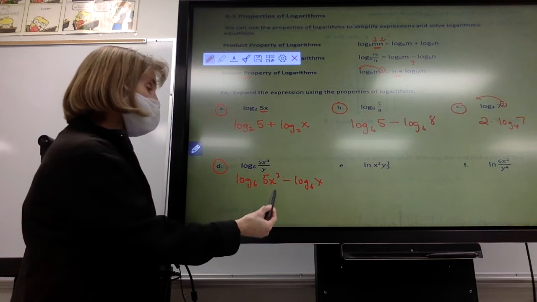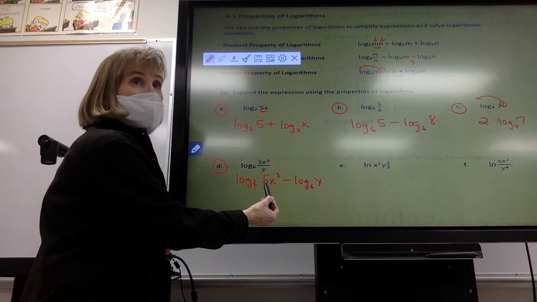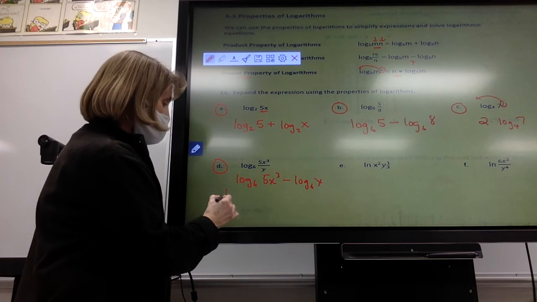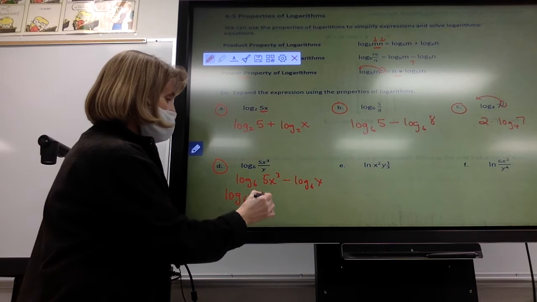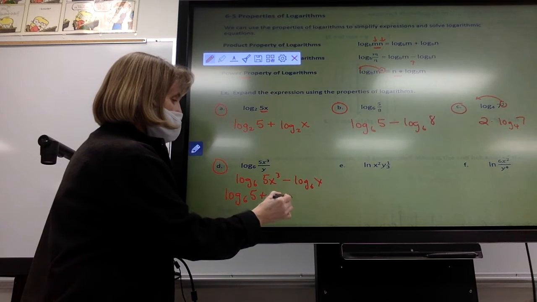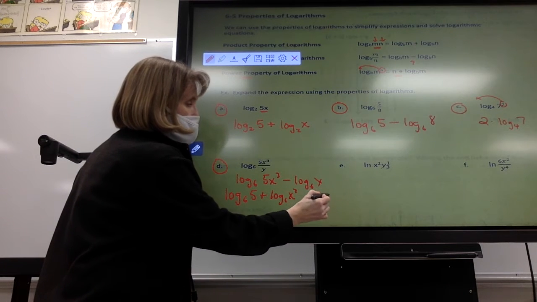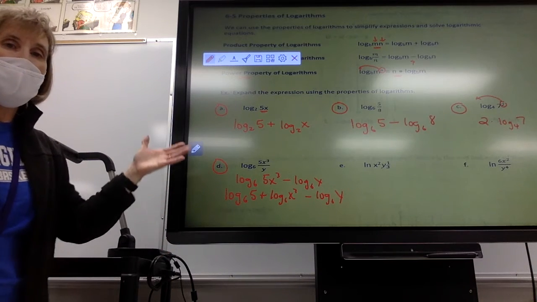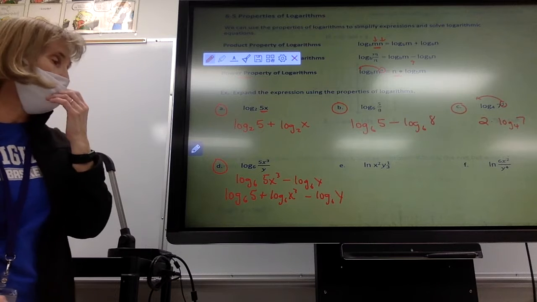I can recognize that I'm not done yet because this log base 6 of 5x to the third is a product of 5 times x to the third. So I have to expand all products. That's log base 6 of 5 plus log base 6 of x to the third, and then minus this log base 6 of y that's still there. I just want to keep going until I don't have anything left to expand.